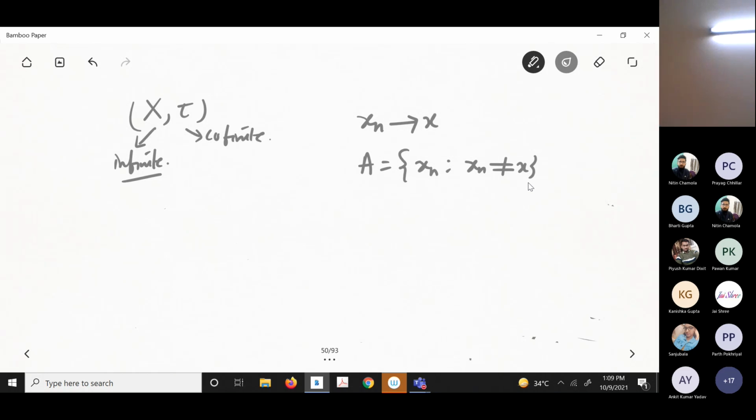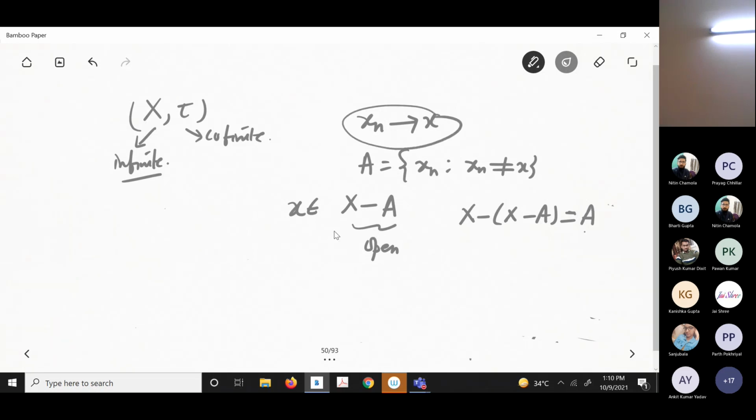If possible, now look at X minus A. First of all, A is countable, so that X minus A is open in the cofinite topology, since its complement is a countable set. Also, A does not contain x, because A has only those x_n which are not equal to x, so x belongs to X minus A. That means we are getting a neighborhood of x.